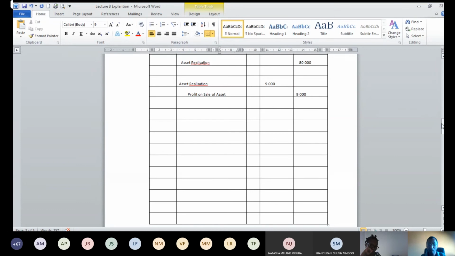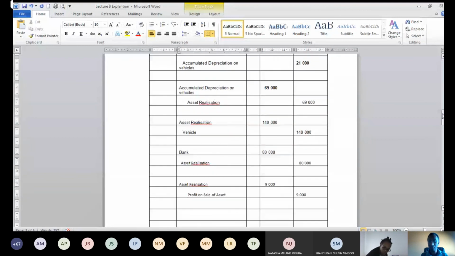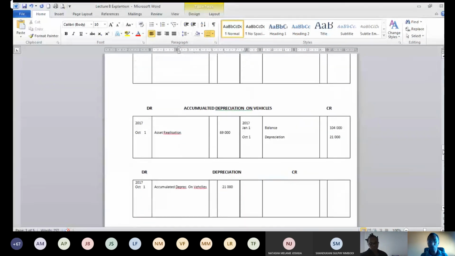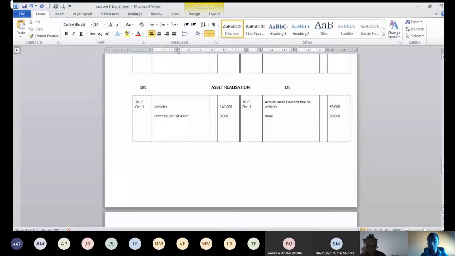And next step, you calculate to see whether you've made a profit or a loss. In our case now, we made a profit. Credit profit on sale of asset. Because remember, profit is income. Income increase on the credit side. You must credit your account. Profit on sale of asset. Right, guys, that is the journal entries. That is what your ledger accounts will look like.